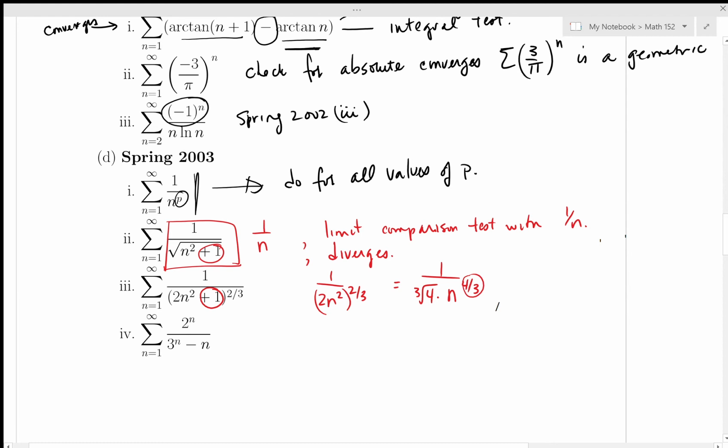And I would want to do perhaps a limit comparison test with 1 over n to the 4/3, because I know that converges. And you'll indeed find out that this one converges too, because it basically looks just like that.